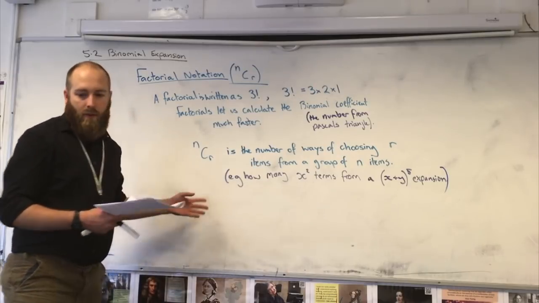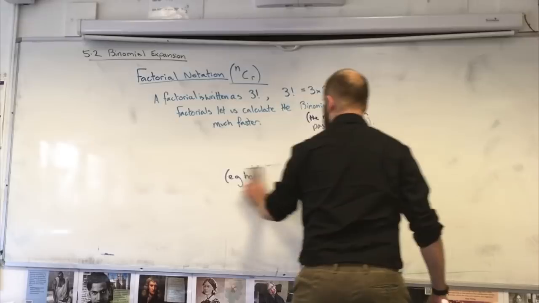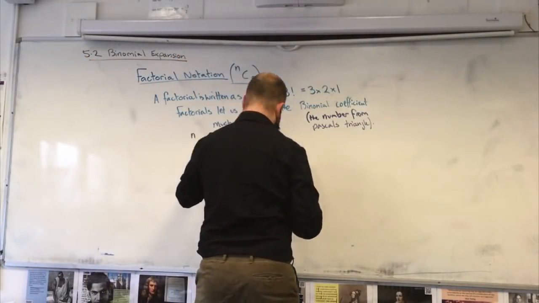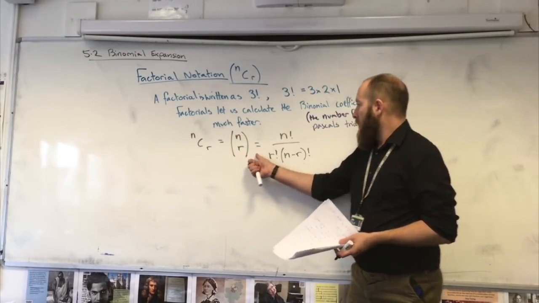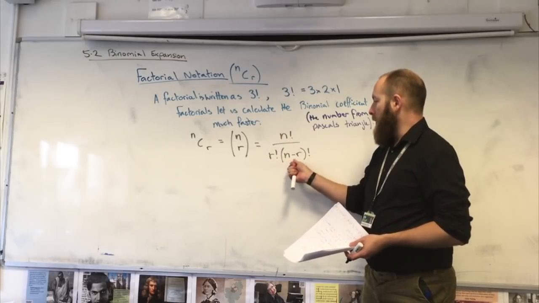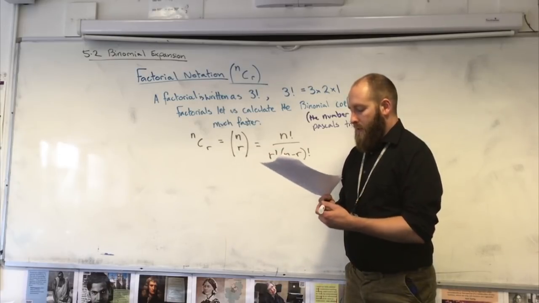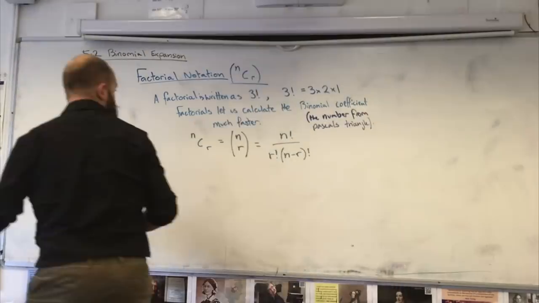So what we end up with for nCr is this formula. Sometimes you see it written like this, and r is just a different notation. But what it actually is is n factorial over r factorial times n minus r factorial. That's given to you in the formula book. So we'll go through very quickly an example.